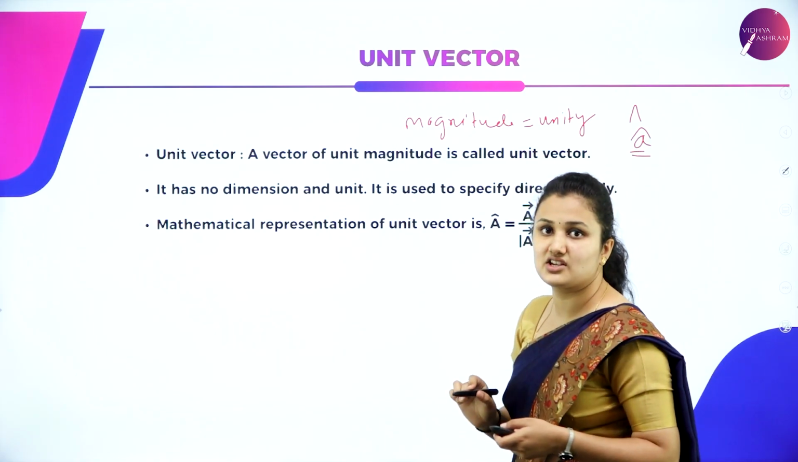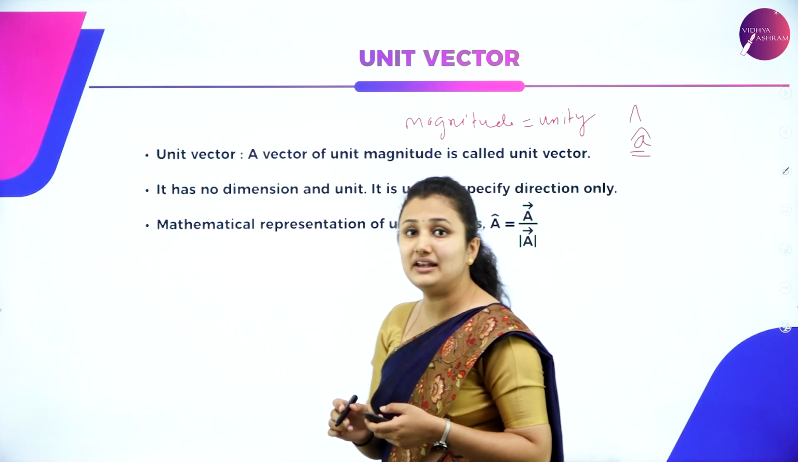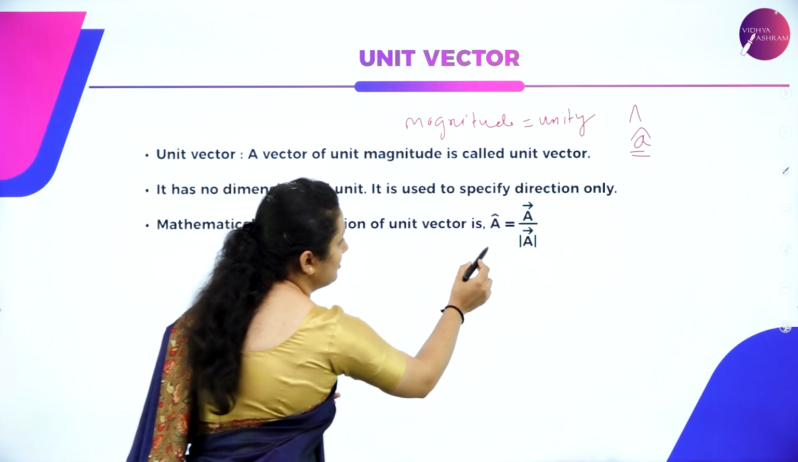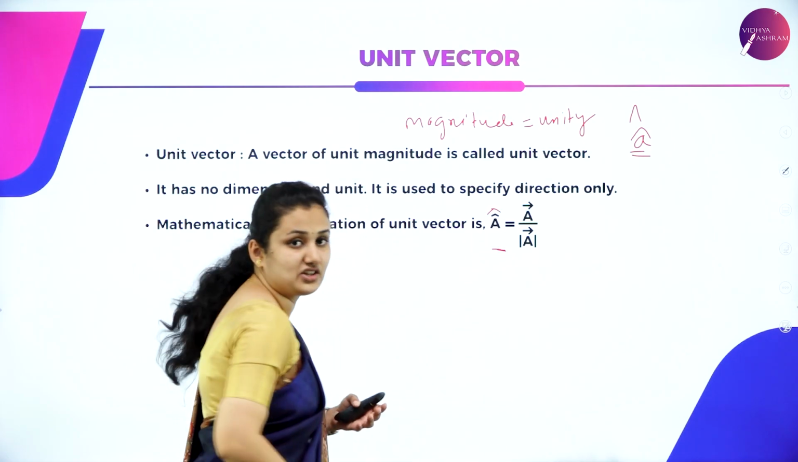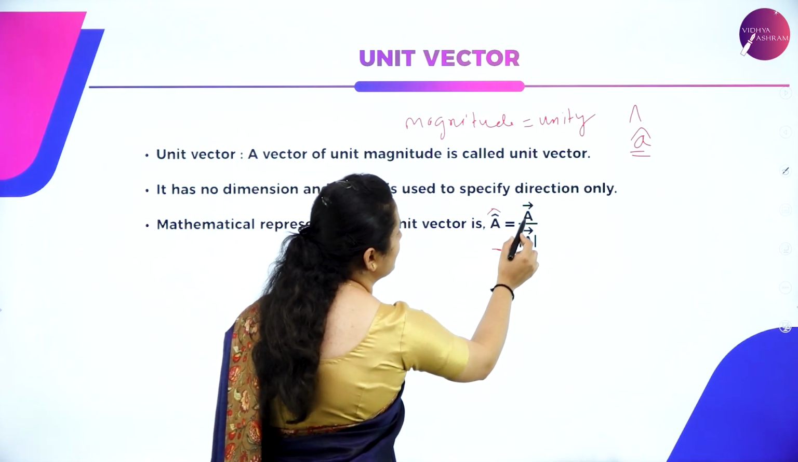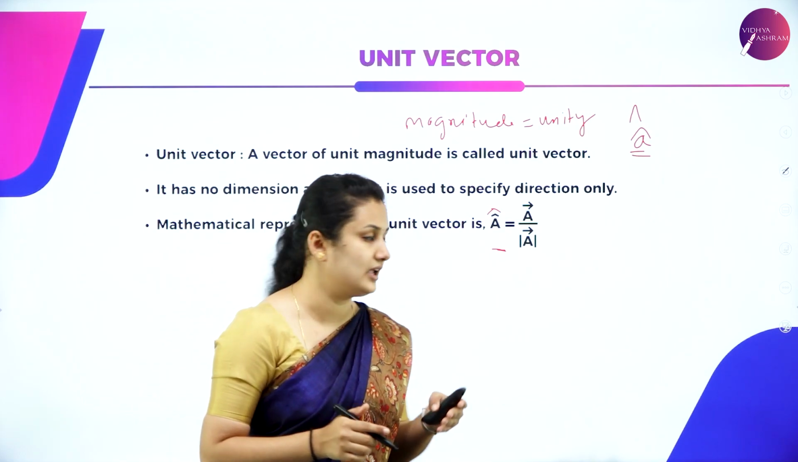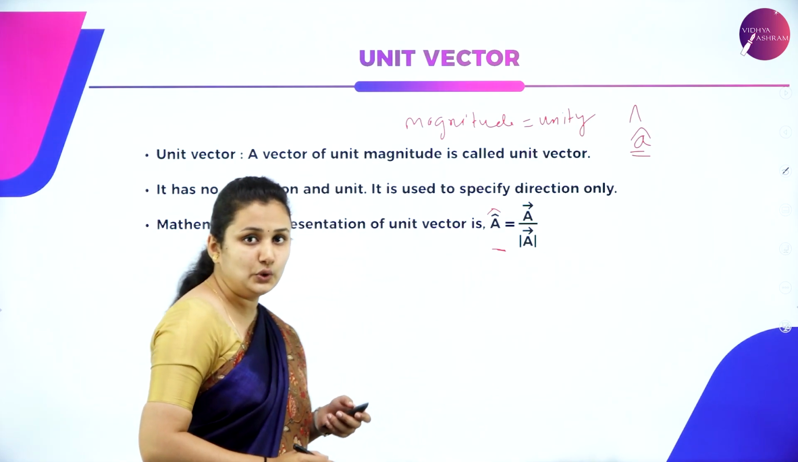So, this is the representation of unit vector. Mathematical representation: if you have to calculate the unit vector, it is given by A cap. A cap is equal to vector A divided by modulus of vector A. This is the formula to calculate unit vector.